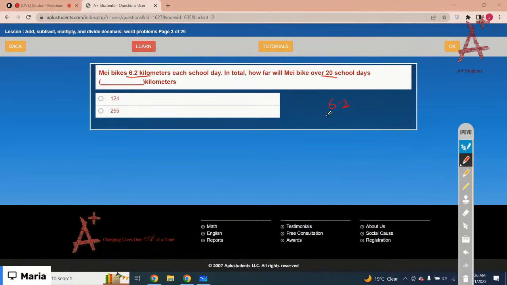So you have to do 6.2 times 20. Got it? Just multiply by 2 and add a zero. Just do the non-zero multiplication. 2 times 2 is 4 and 2 times 6 is 12. You have to add a zero. Basically, you have to multiply, so it would be 124. You have to move the decimal point from here to here, so it would be 124. So the correct option is 124. Just select the correct option, then click on the OK button.